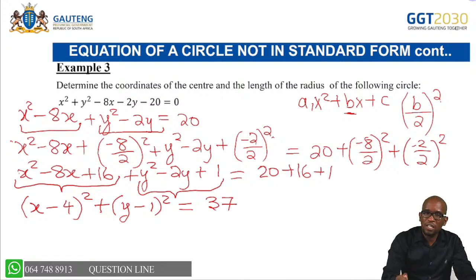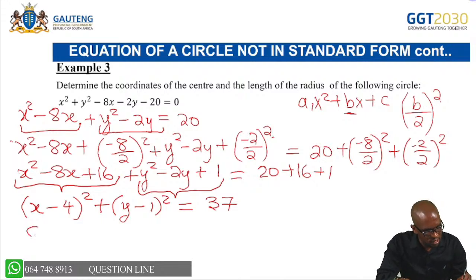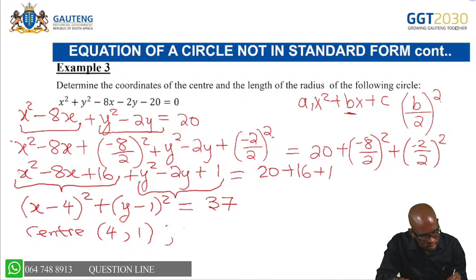Now we've converted that equation into a standard equation. Now from here, we can take out the center and the radius. The center in this case would be given by 4:1, and then the radius would be given by the square root of 37.